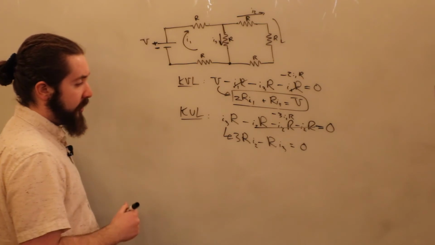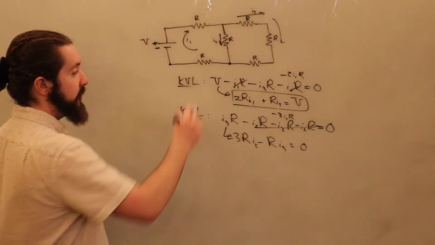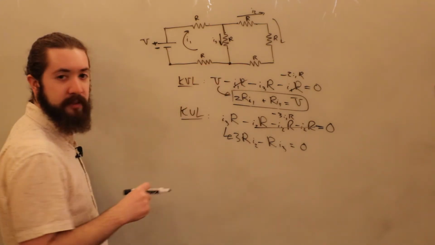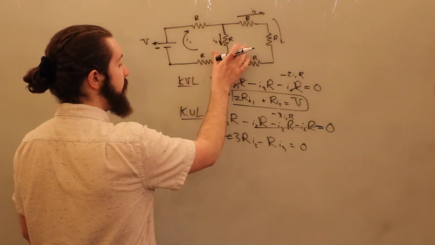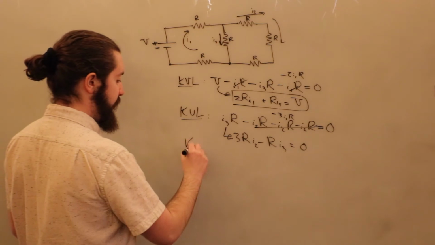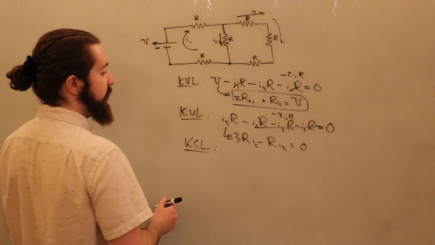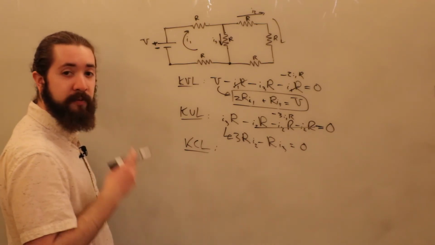All right, now our last one. You might think to use the loop rule again on the big one, but the big one is not independent from these two. So we're actually going to use KCL here, the current law, for our last equation. We need three equations to solve for three unknowns.